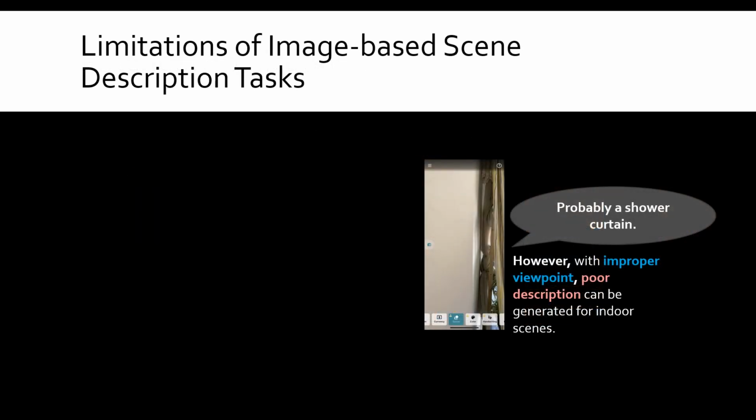However, with improper viewpoint, poor description can be generated for indoor scenes. For example, when the camera is facing a corner of the room, it cannot give meaningful description of the room.